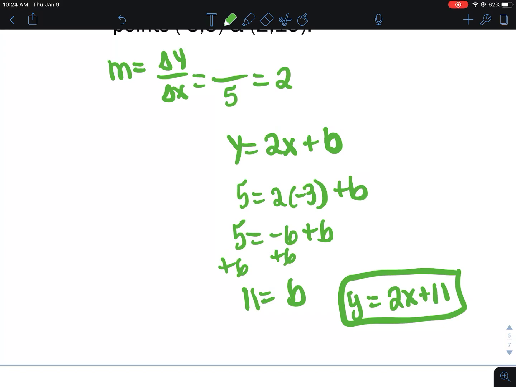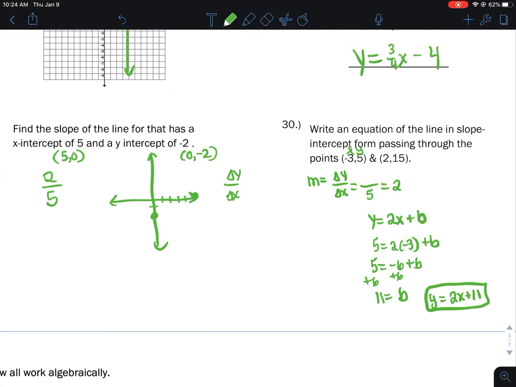And you could check this too. You could graph it and take a look at it. Make sure your slope checks out that it's 2 and that your y-intercept should cross at 11.